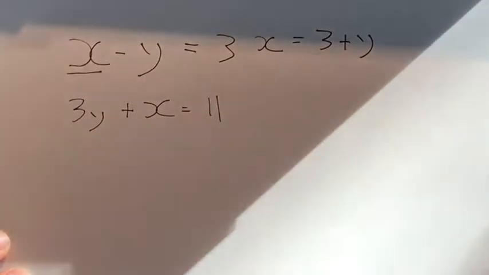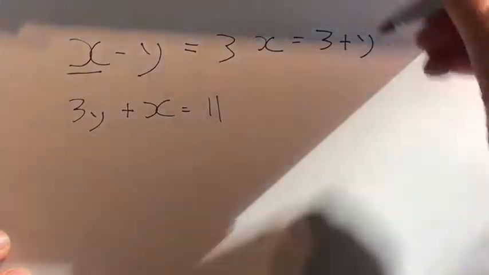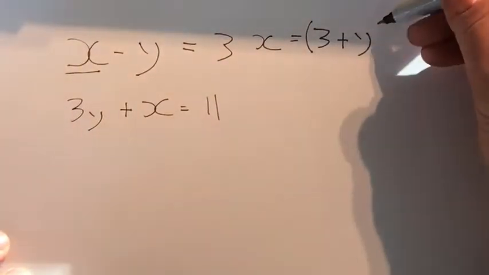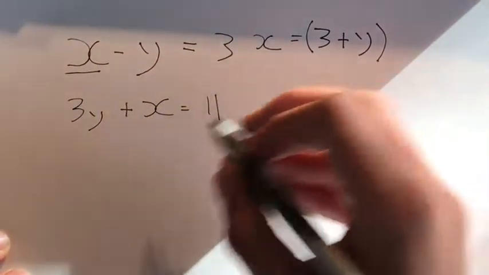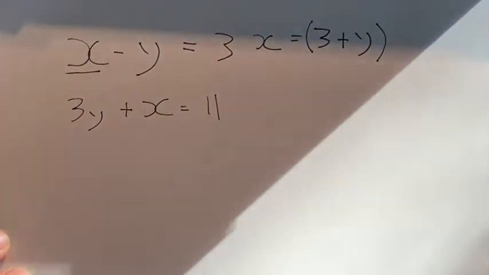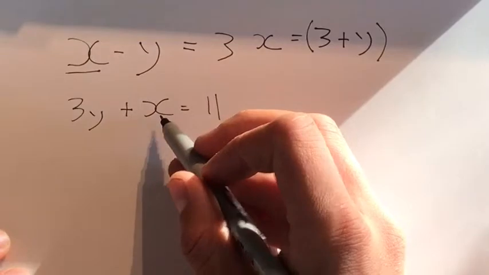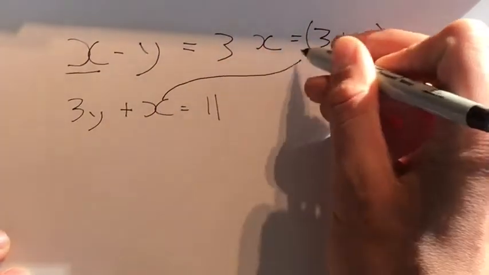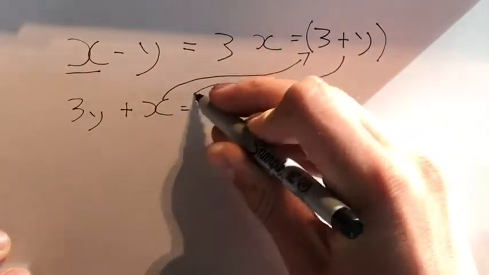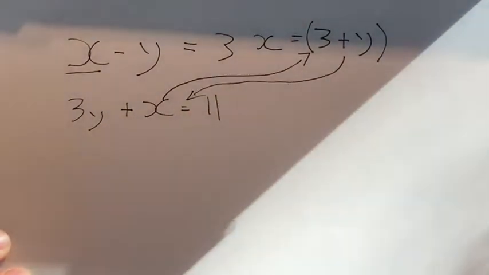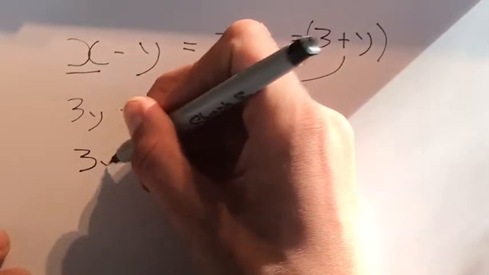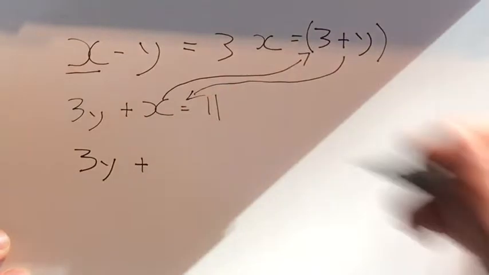So if x equals 3 plus y in this equation, x also equals 3 plus y in this equation. And so it's almost like what we're doing is putting this in parentheses and substituting this in for x. And so that's what you're going to do. So in this equation, we're going to replace x with this right there.